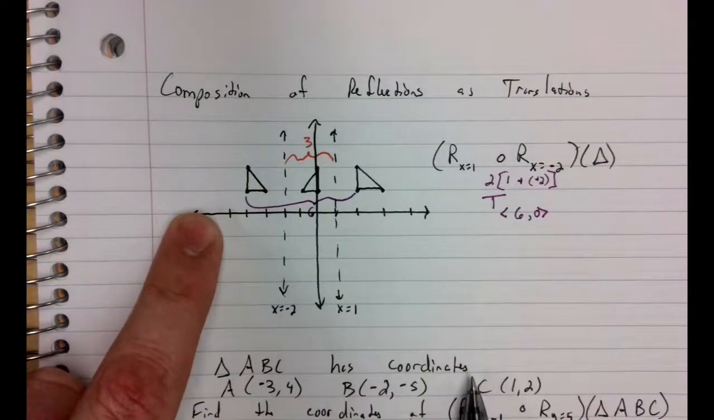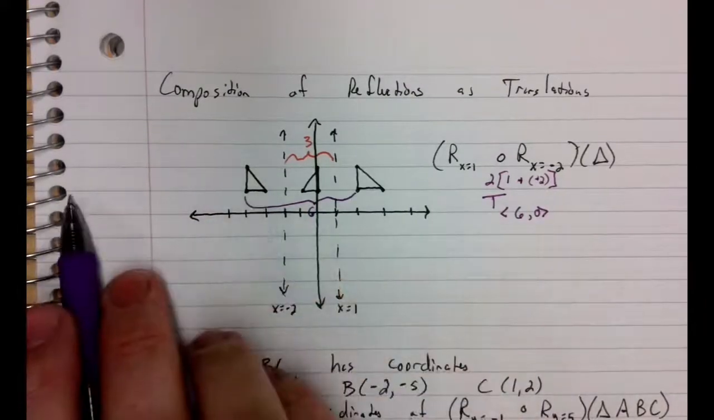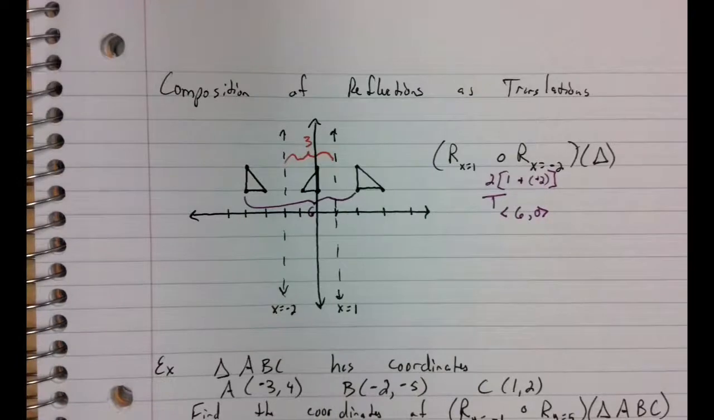Okay? Now, had we done this backwards, it would have been negative 6, and the object would have ended up all the way over here. Okay? So let's go and take a quick look at an example.